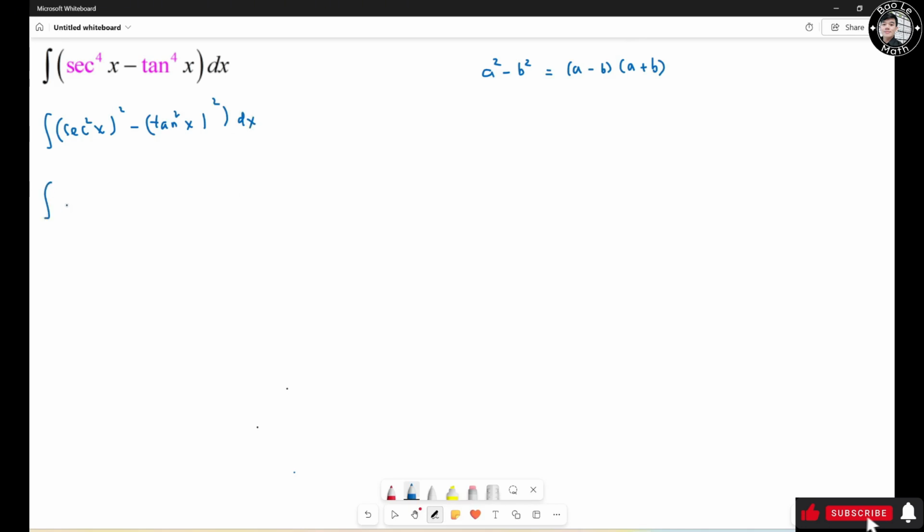It's going to be antiderivative of secant square of s minus tangent square of s times secant square of s plus tangent square of s ds, right? Now I have the formula tangent square of s plus 1 equals secant square of s. Alright, this guy is the trig identity.